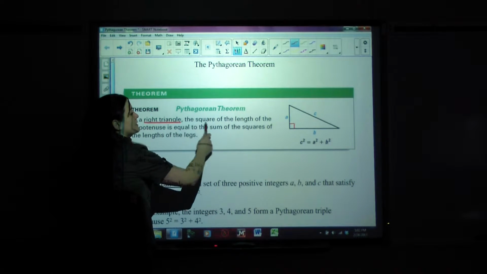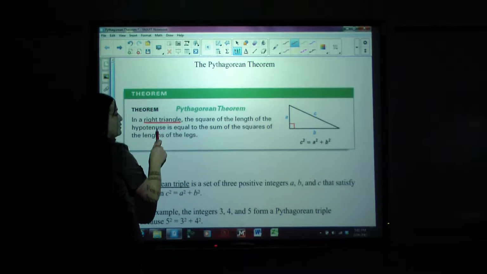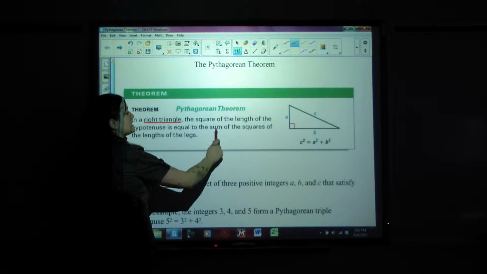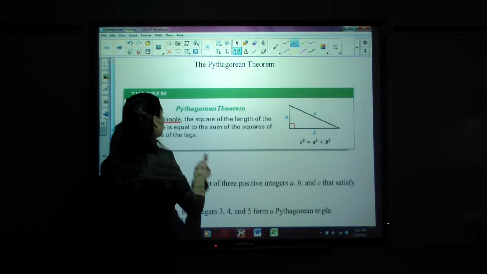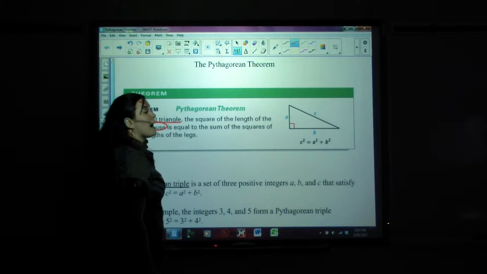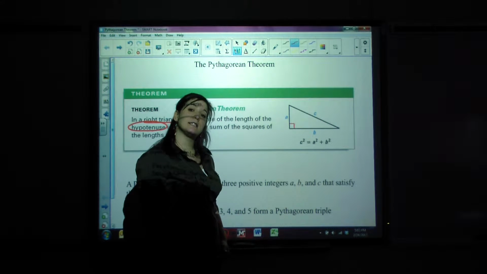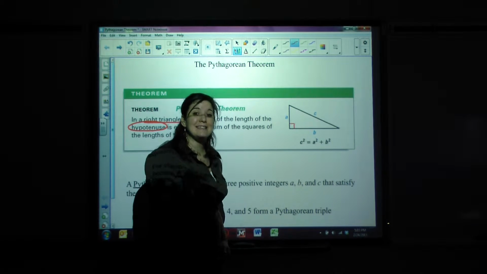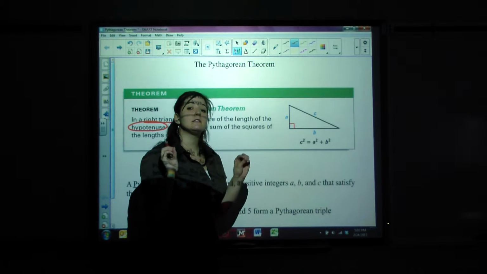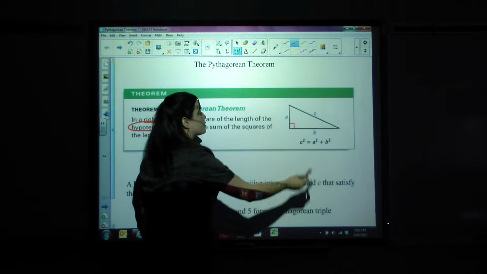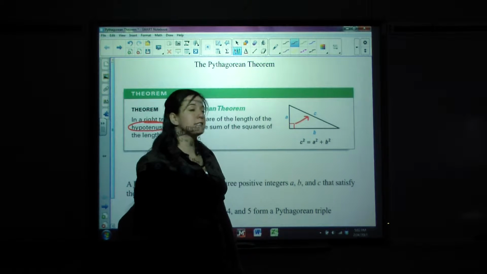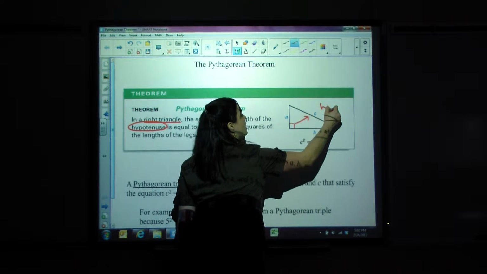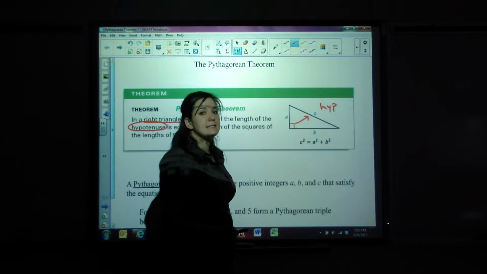Right, it is defined as the square of the length of the hypotenuse, which would be equal to the sum of the squares of the lengths of its legs. Well, first of all, we have to know what is a hypotenuse. A hypotenuse is the longest side of the right triangle. It is always going to be across from the right angle. So if you have the right angle, if you go directly across, that's the hypotenuse. So in this picture, the hypotenuse is defined as C.